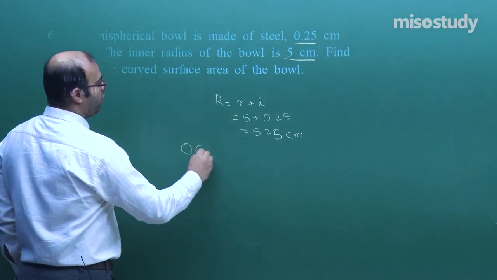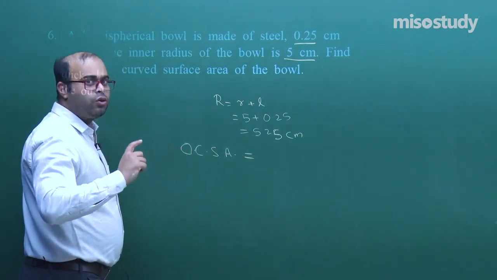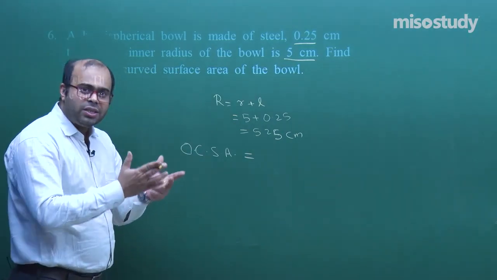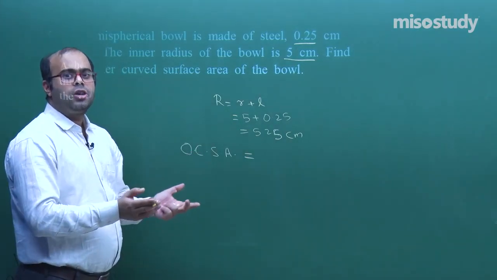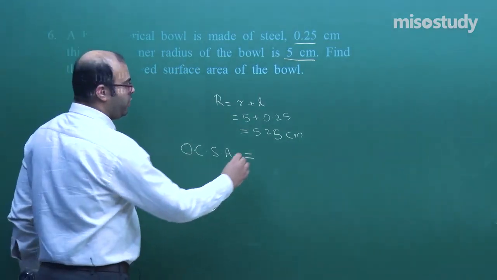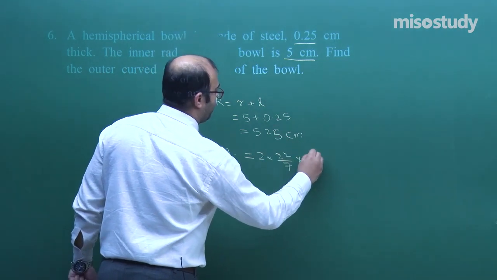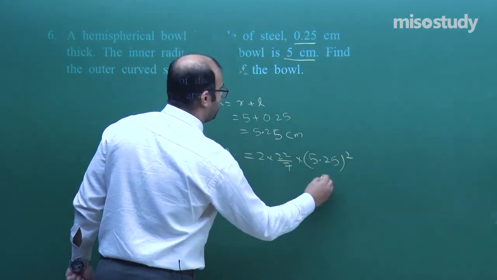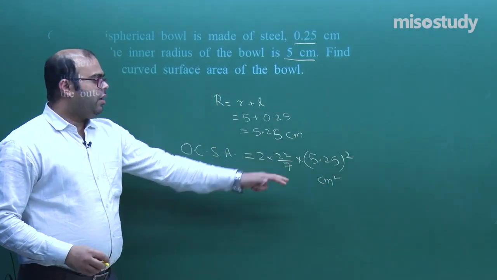Now we have to find the outer curved surface area. So what is the outer curved surface area here, students? It is again for the hemispherical bowl. For a hemisphere, the curved surface area is 2 pi r square. So we will say 2 pi r square, which is actually 5.25 whole square. Centimeter square is the unit.